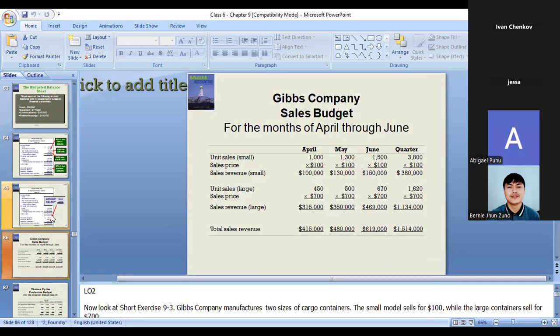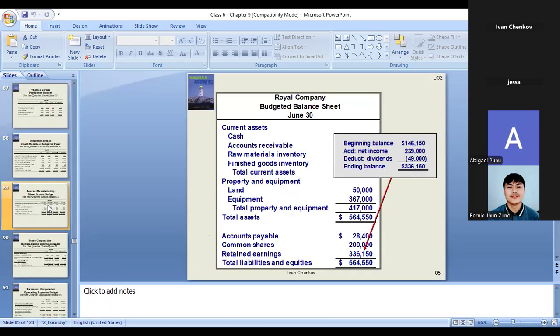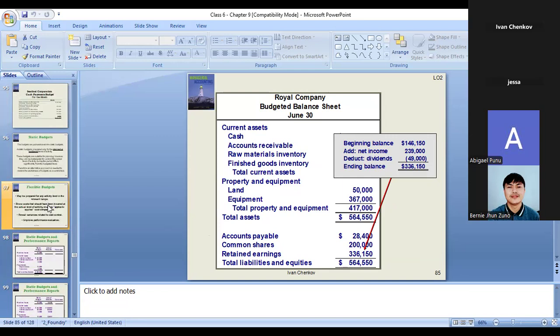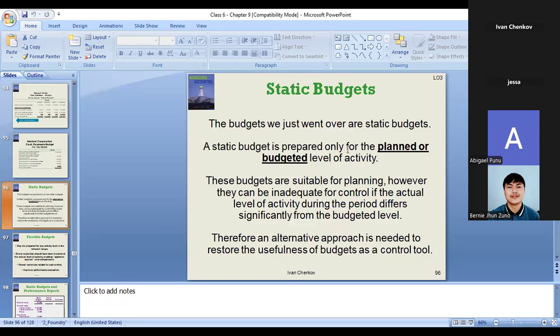And that's where we're going to stop. This will be our ending point of this chapter. So far we prepared this static budget. Next time we're going to see how we can move on from the static budget and how to prepare the variances.